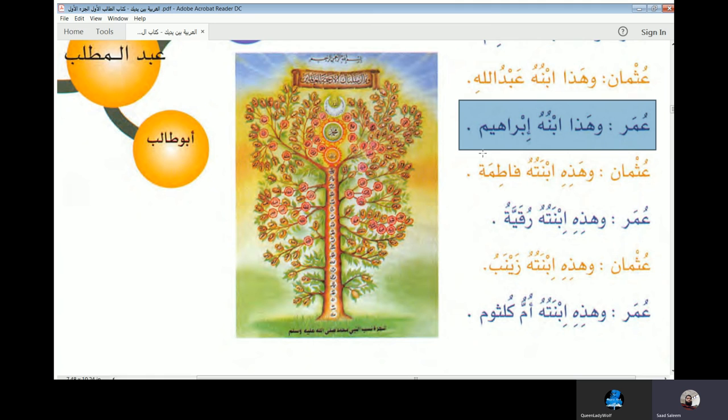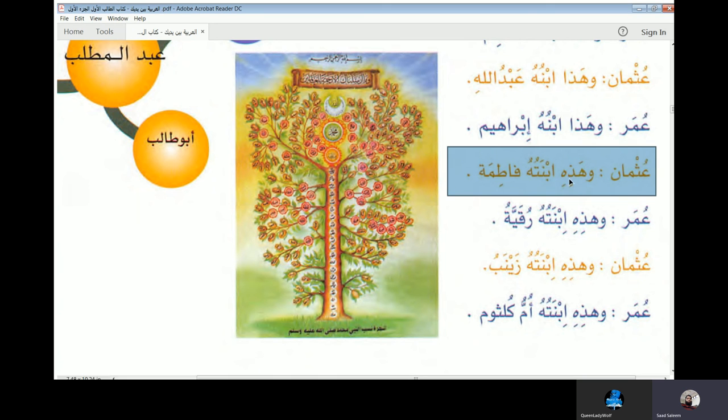Umar: Wahaza ibnuhu Ibrahim, and this is his son Ibrahim. Uthman: Wahazihi ibnatuhu Fatima, and this is his daughter Fatima.